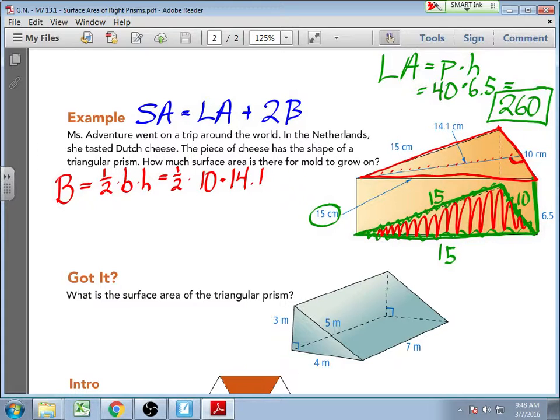How would you explain little b again? Little b is just the base of the triangle. So then, this is 1/2 of 141, because 10 times 14.1, that's easy. I do that first. So then, big B actually comes out to be 70.5.